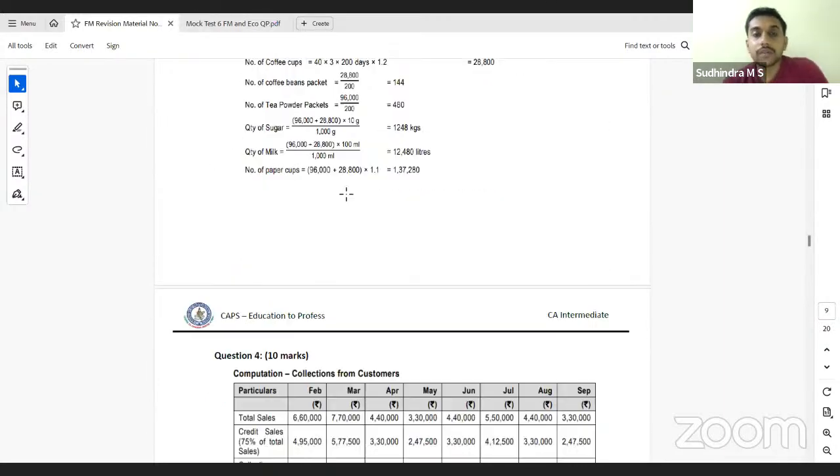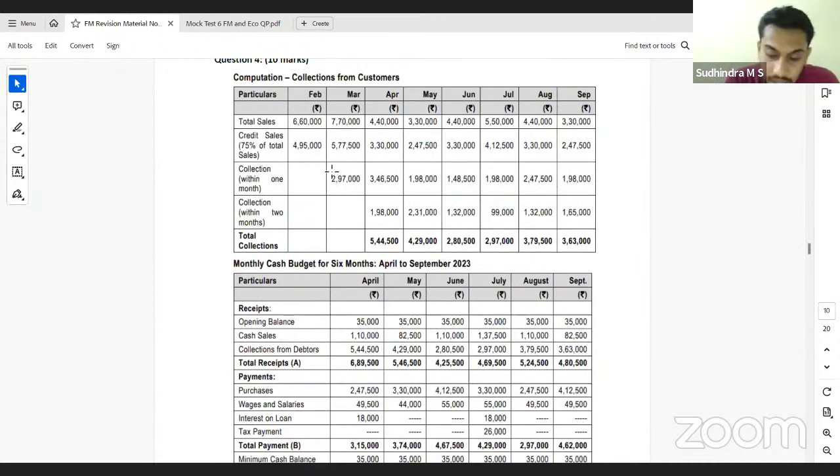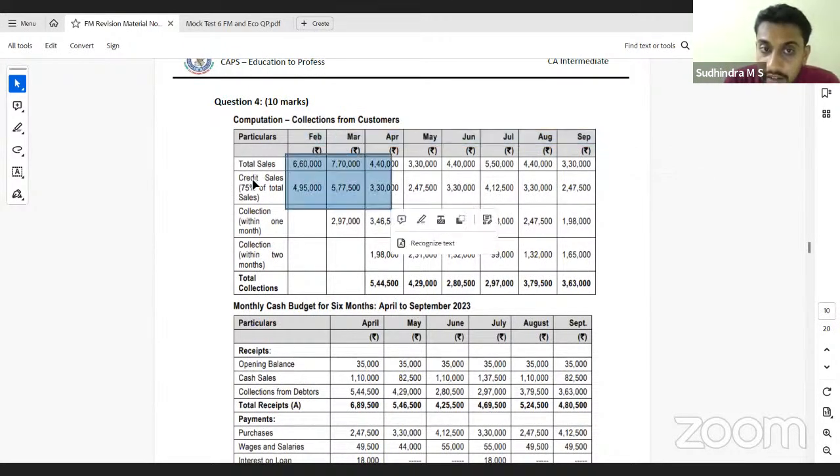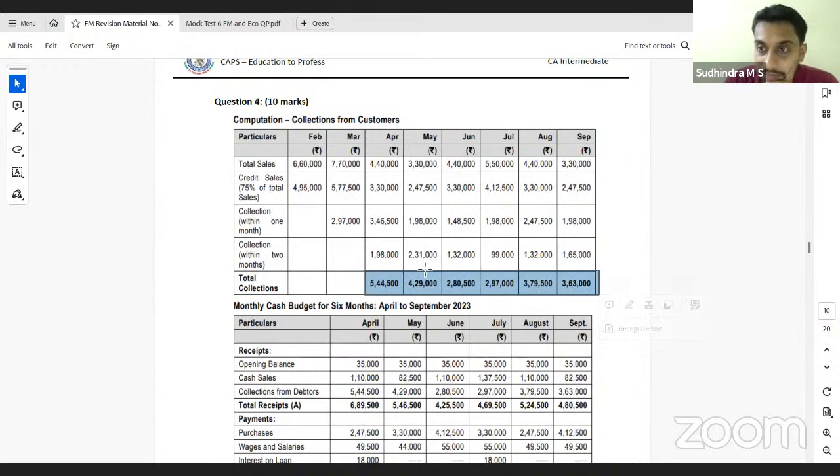Next, question number 4 was cash budget. In calculation of cash budget, since there is collection from customers over different periods, that computation, that working note is important. Right, so that computation working note is important. In that, you have to bring all these month-wise. For this, bringing everything, total sales, credit sales, collection within 1 month, then collection within 2 months, all the items, bringing all the items 1 mark. Getting these final answers of total collection, 6 months, half mark each, 3 marks.